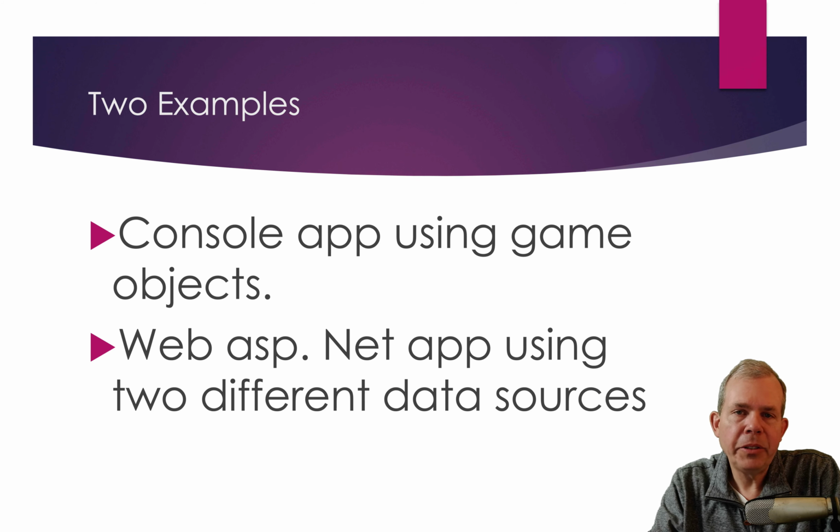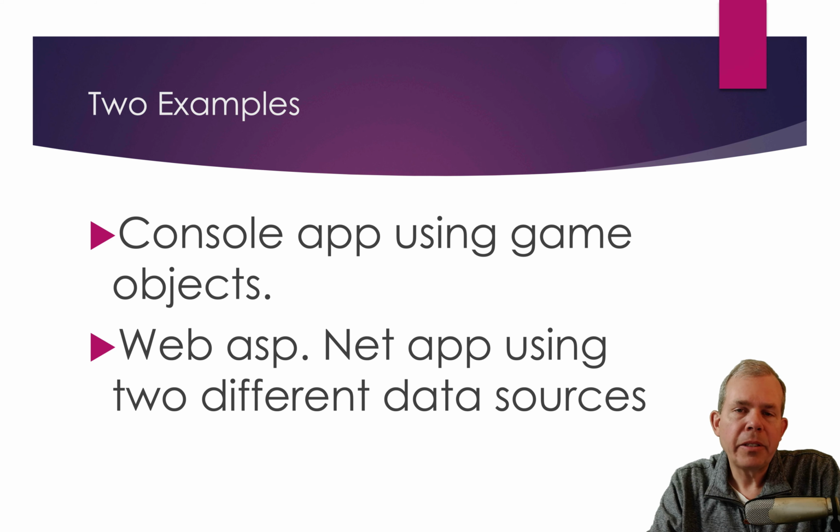So 2 examples that we're going to code here. One, we're going to make a console app, which will take away all of the complexities of the web application, and we'll just make a simple game with heroes and weapons. And then we'll go back to our products application that we have done in previous tutorials, and we'll swap out the data source. So you can see how easy it is to change from test data to production data in a real class.